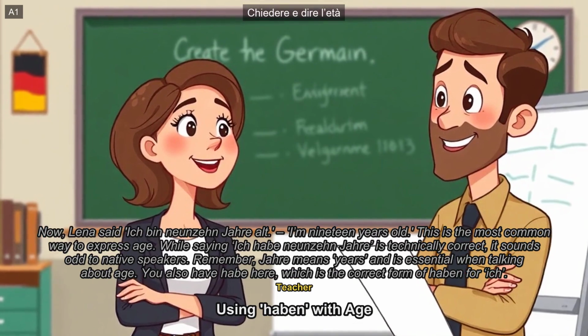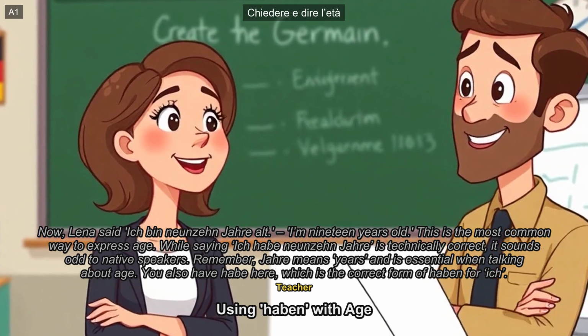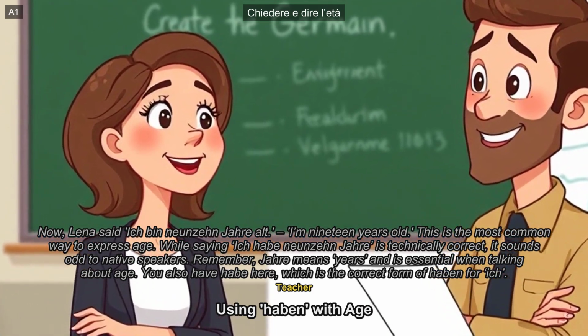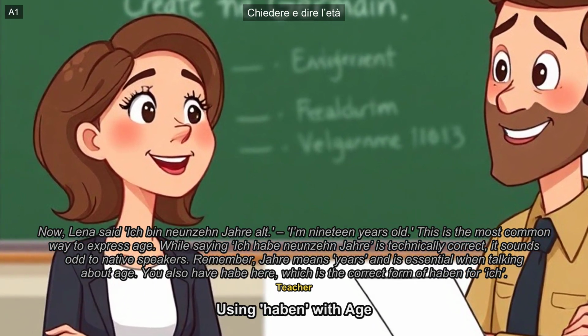Now, Lena said ich bin 19 Jahre alt. I'm 19 years old. This is the most common way to express age. While saying ich habe 19 Jahre is technically correct, it sounds odd to native speakers. Remember, Jahre means years and is essential when talking about age. You also have habe here, which is the correct form of haben for ich.